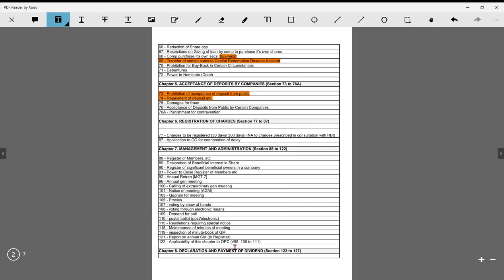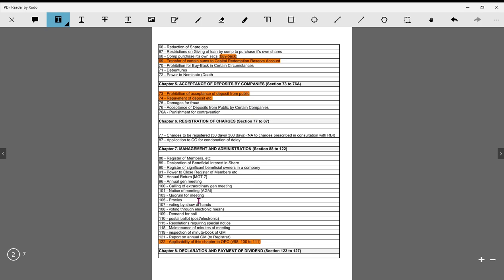Do you know that one person company is almost exclusively talked about only here, other than the definition part? This is the only section that talks about one-person company specifically. So you can remember that easily. 122, one-person company. Also, it comes before dividend. Dividend is 123, so you should be able to remember it easily.